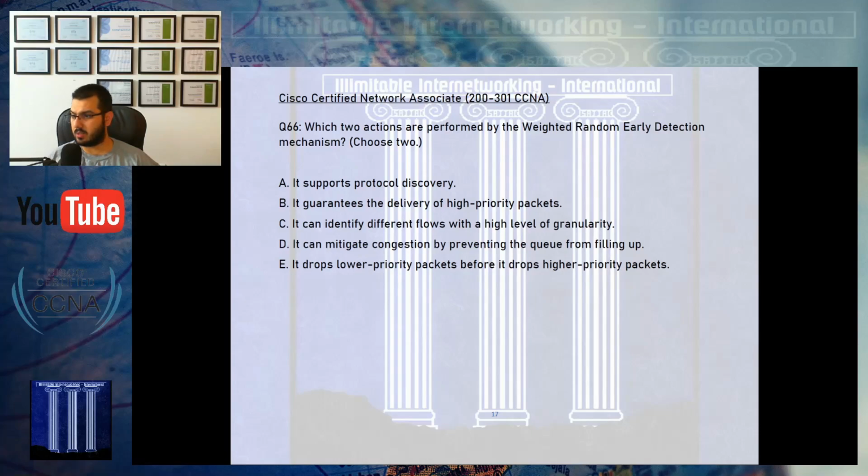Okay, question number 66. Which two actions are performed by weighted random early detection, WRED? This is a quality of service mechanism that should only be mentioned in the CCNP exam. Let's see if I can memorize some of them.